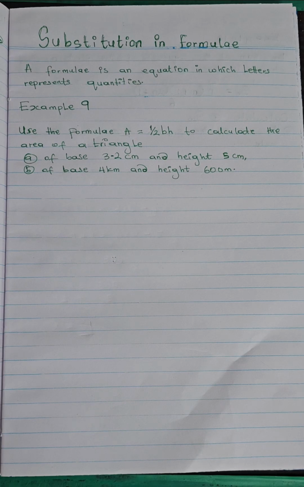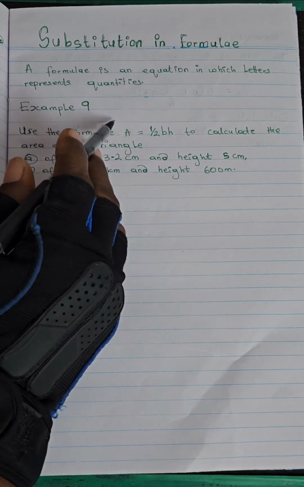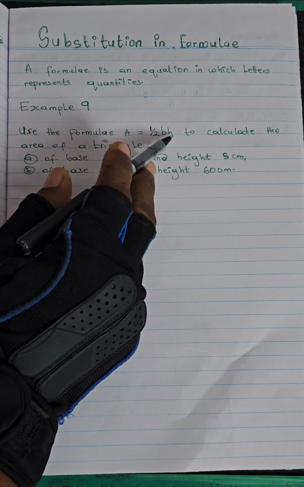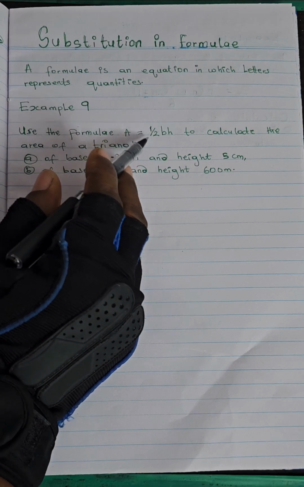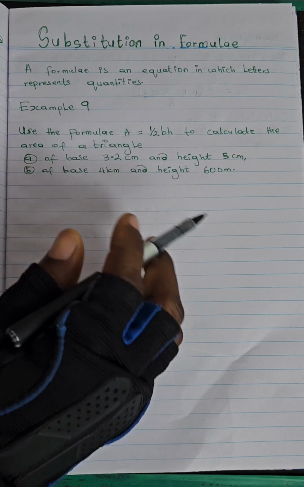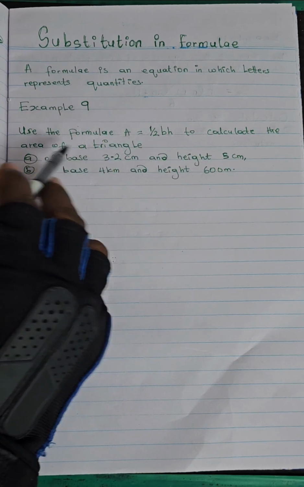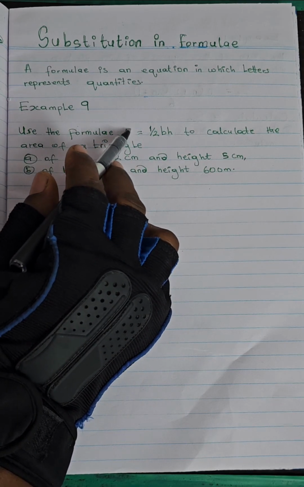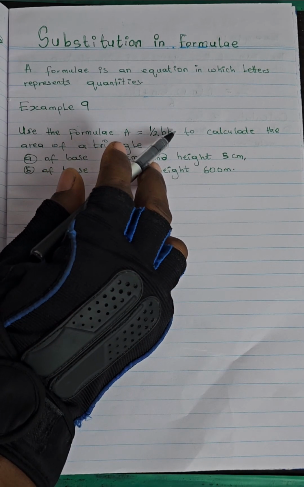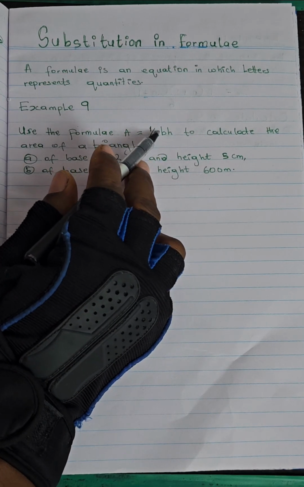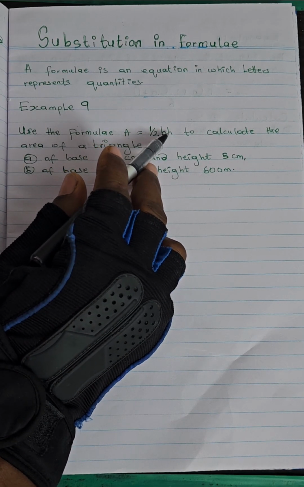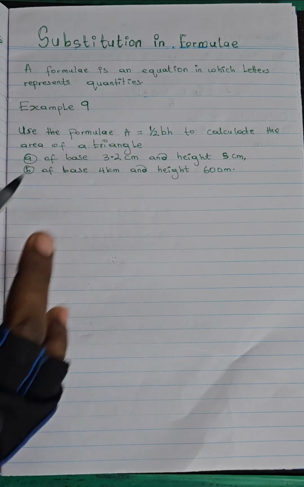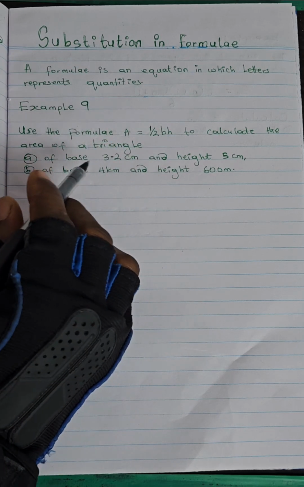So let's look at it this way. This is example 9. We are saying use the formula A equal to 1 over 2 BH. What is 1 over 2 BH? That's like the area of a triangle. We already know that one. To calculate the area of a triangle, it is written here. So now we look for this A by knowing what these letters are. So that is exactly what we are doing. So let's go for it.